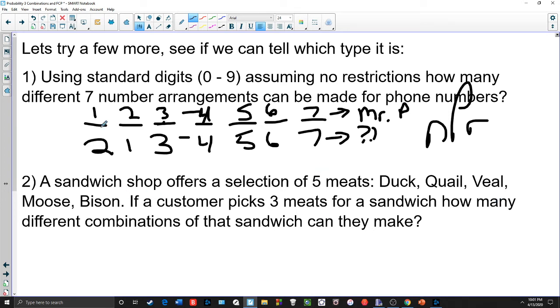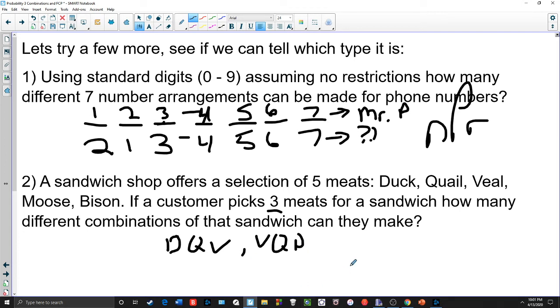In this case down here, we have a sandwich shop that's offering 5 selections of meat, and you get to pick 3 of them to make a sandwich. Would that be an nPr or nCr question? Well, again, if I order a duck, quail, and veal sandwich, is that going to be any different than if I ordered it as veal, quail, and a duck sandwich? Well, no. I mean, the order of the meat might be different, but when I bite into it, it's still going to be a duck, quail, veal sandwich, no matter what order they come in.